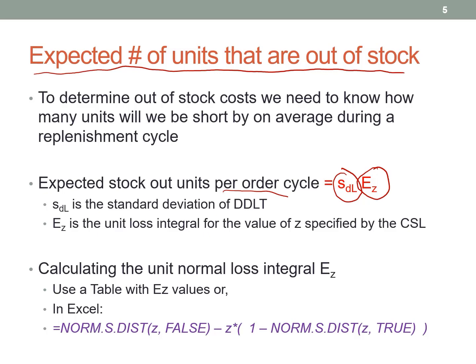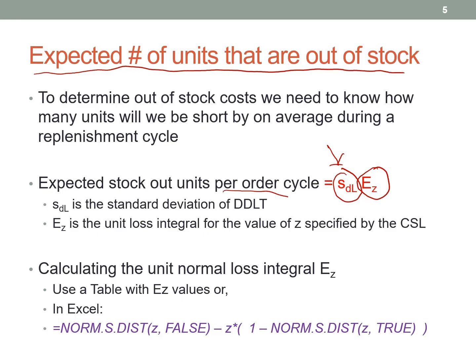Well, what is the standard deviation of demand during lead time doing here? Just think about it. If there's a lot of variability in demand during lead time, then there's a higher chance that you're going to be out of stock because the demand during lead time could spike up suddenly. If the standard deviation of demand during lead time is small, then there's not a high chance that demand will just spike up, and you wouldn't have a lot of out of stock units. So SDL matters, and we already saw how to calculate SDL when we talked about inventory carrying costs.